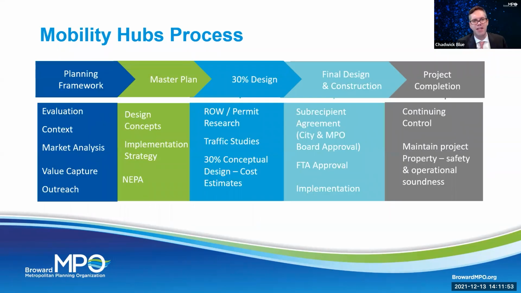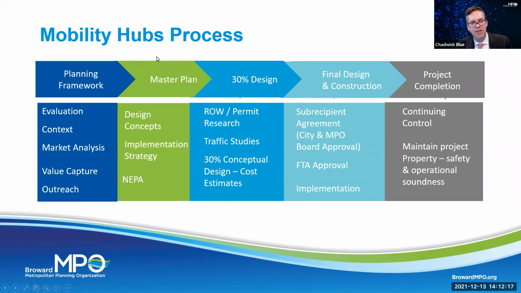So right now, this slide is what a typical Mobility Hubs process looks like. As I mentioned before, there are 2 different funding options. There's Mobility Hub Master Plan, and then there's design and construction. So if you come to the MPO and you're seeking funding for Mobility Hub Master Plan, that's essentially going to be these 2 things in the beginning, the planning framework and the master plan.